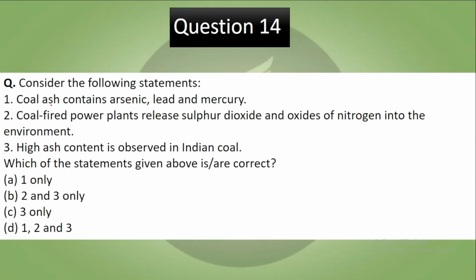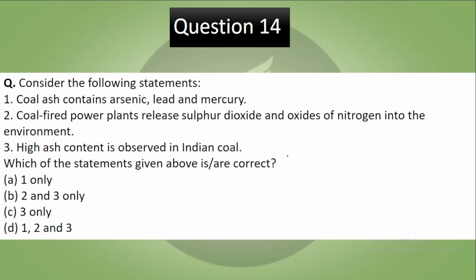Consider the following statements. Coal ash contains arsenic, lead and mercury. Coal-fired power plants release sulfur dioxide and oxides of nitrogen into the environment. High ash content is observed in Indian coal. Which of the statements given above is correct? Pause the video, try to answer.